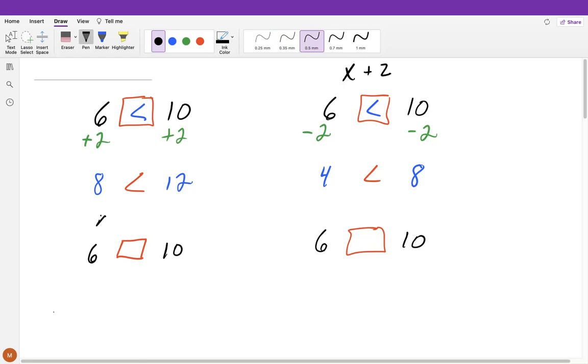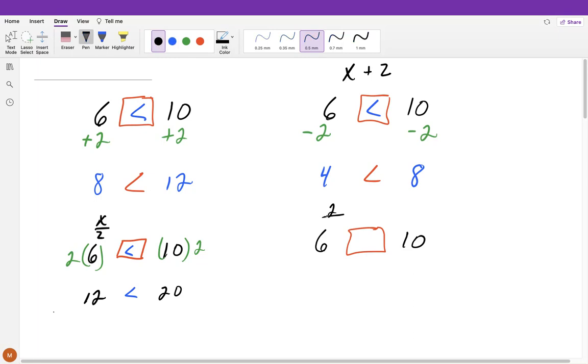When we multiplied, so 6 and 2. If I had x over 2, and now we're using our inverse operations to multiply, same thing. 6 times 2 is 12, 10 times 2 is 20. So if we're multiplying by a positive number, then that value is going to remain greater as well. So nothing's changed in that relationship.